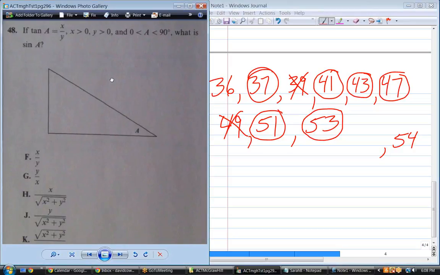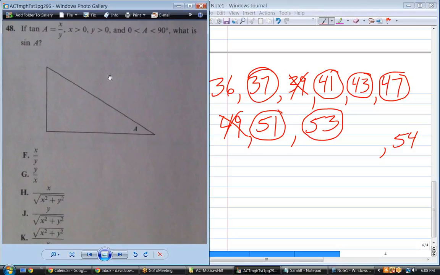All right, here is probably as hard a trig problem as you'll see. I shouldn't have said anything because it's not that hard.